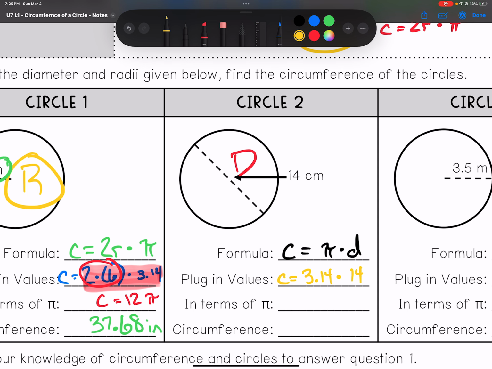Okay. And when it asks for it in terms of pi, it's just asking for this right here. I'll write it in red, because it's 14 pi's. That's what it's asking for there when it says in terms of pi. You're really not going to see this on a test, so don't worry about it. All right, and the answer is 3.14 times 14, which is going to give you 43.96. And this time we're talking about centimeters, so the answer is in centimeters.